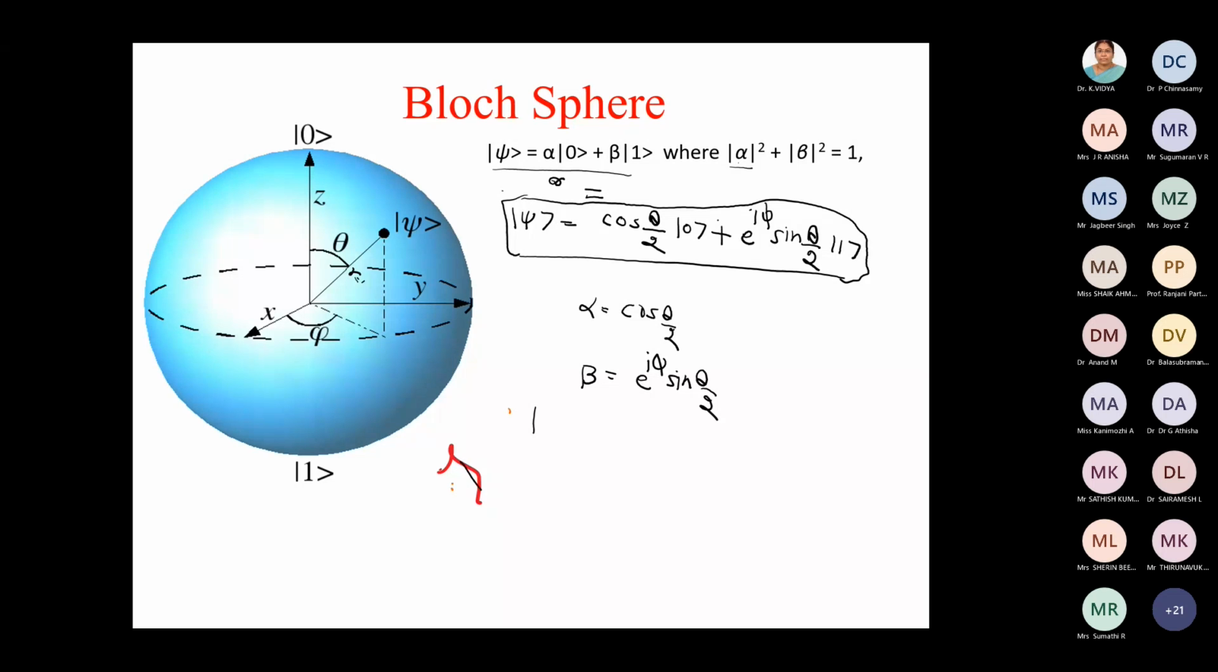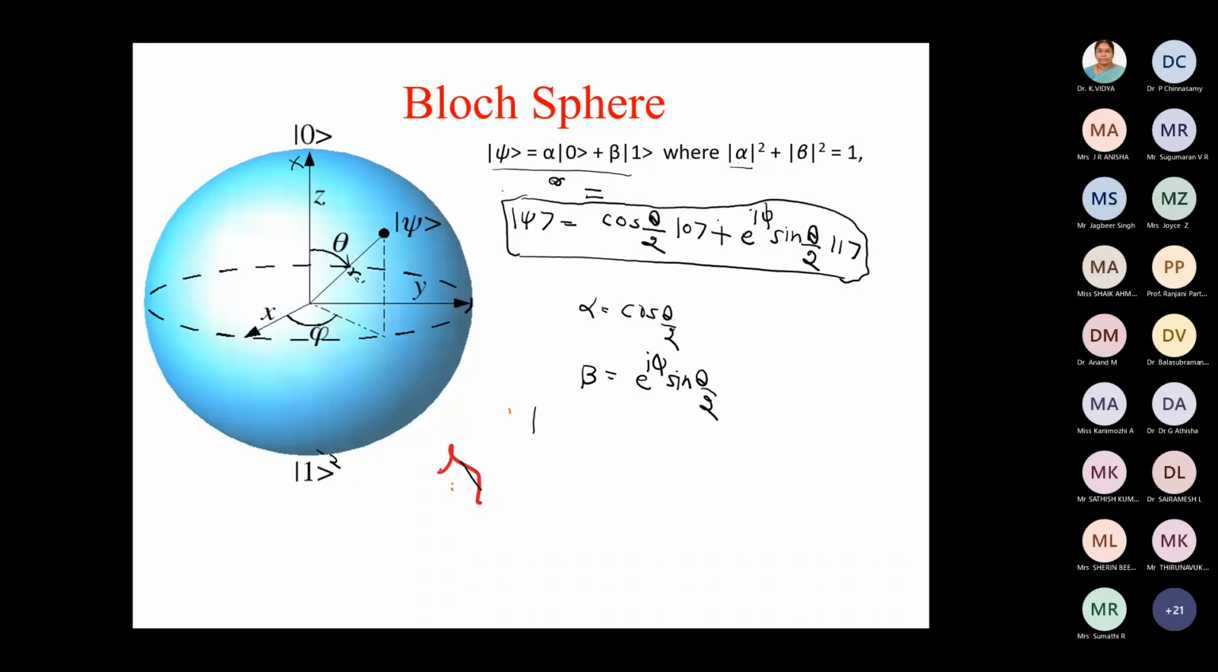So understand here, what is this theta? Every vector on the surface of this unit sphere is a valid qubit state. Theta is the angle with the plus z axis. The x, y, z axes are there, with plus z here and minus z here. The angle the vector makes with the plus z axis is called theta.